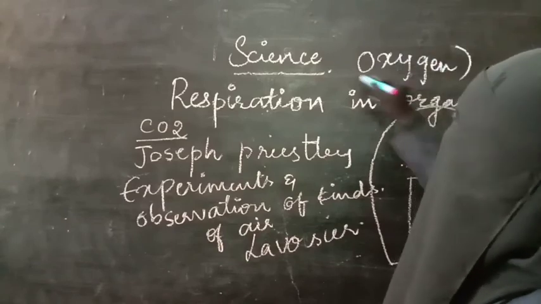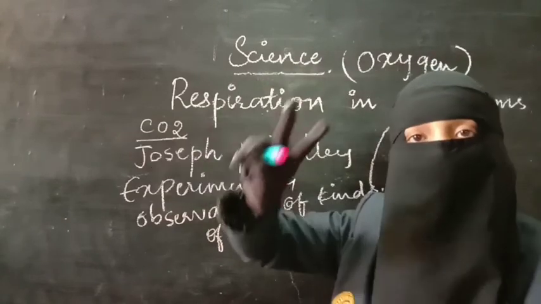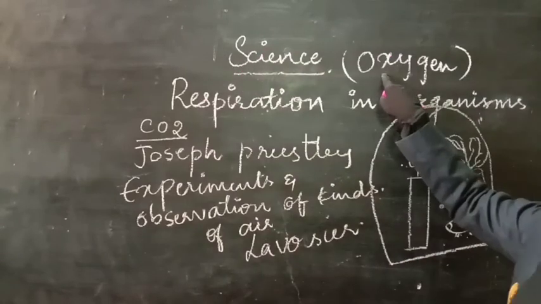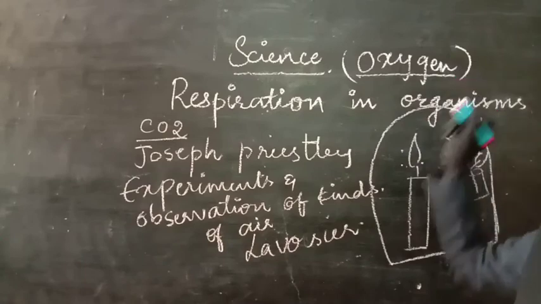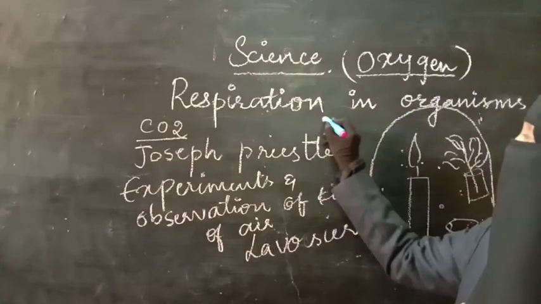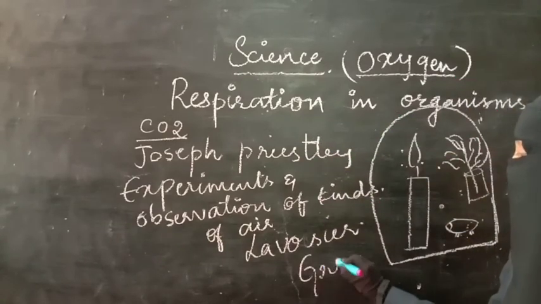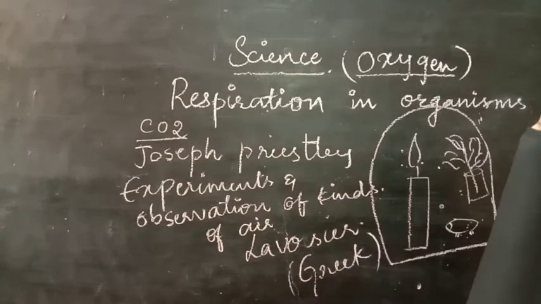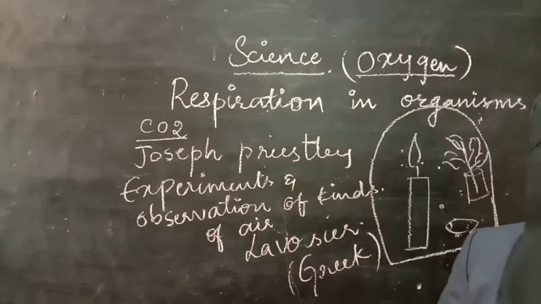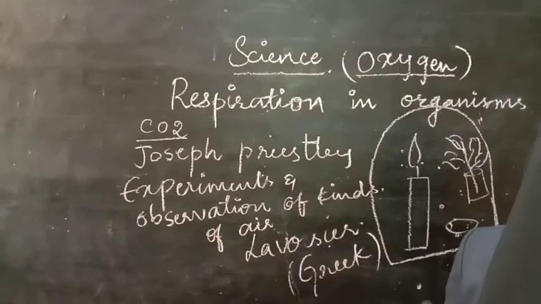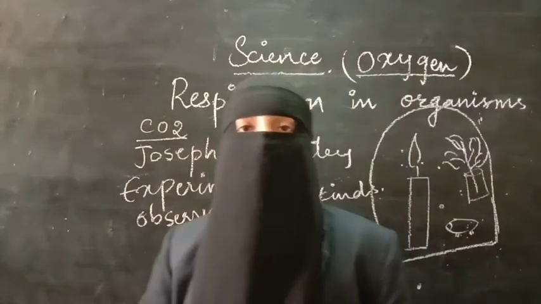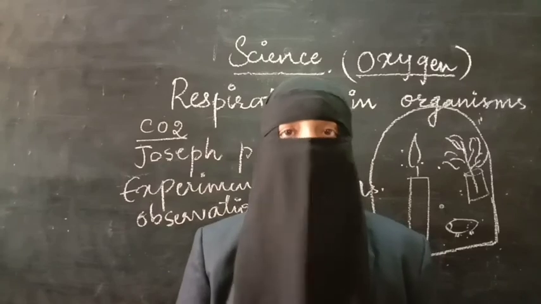That means after the discovery of carbon dioxide, after 2 decades, oxygen was discovered. The word oxygen was taken from the Greek language. The meaning of oxygen is acid former. Lavoisier thought all acids would contain oxygen. So this is how the discovery of carbon dioxide and the discovery of oxygen took place.